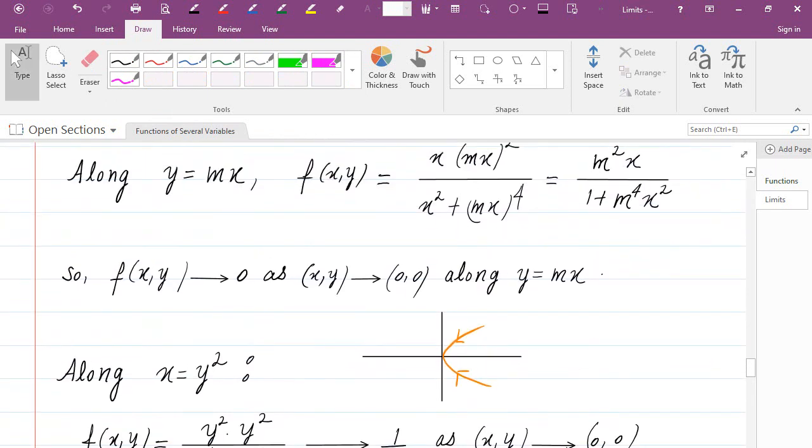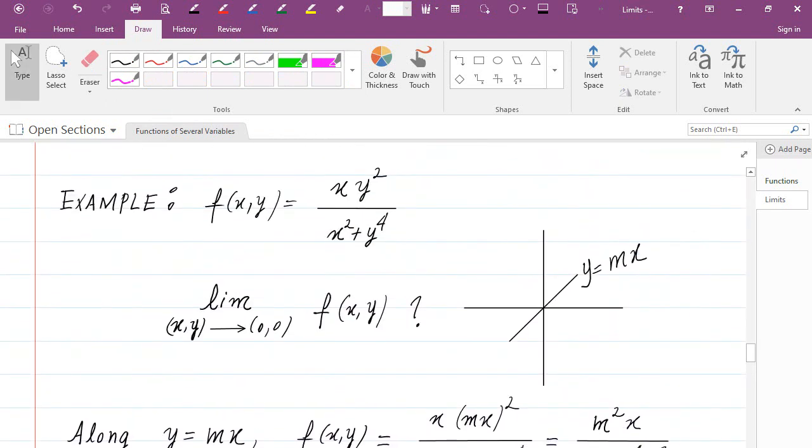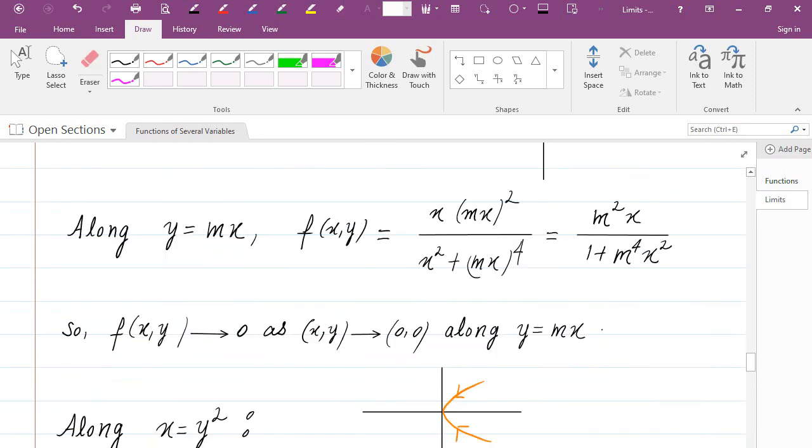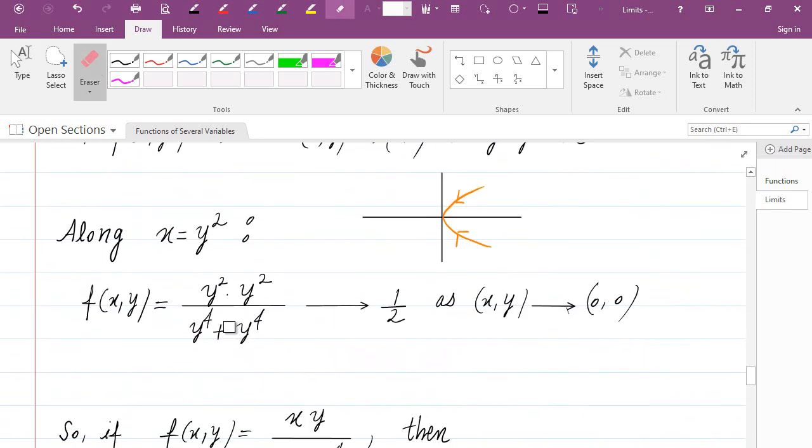Again, let me show you the function. So the function is right here. So you're replacing x by y squared, so you get y to the 4 here. Replace x by y squared, so that's going to give you y to the 4. So that's going to be this, and that is exactly half.